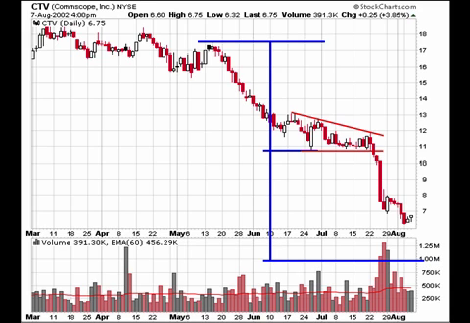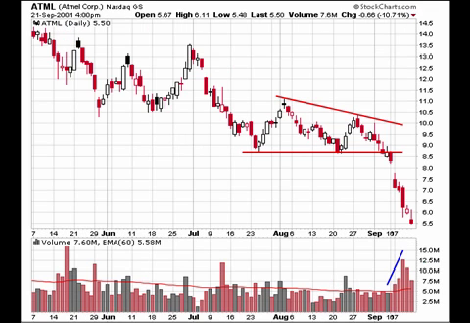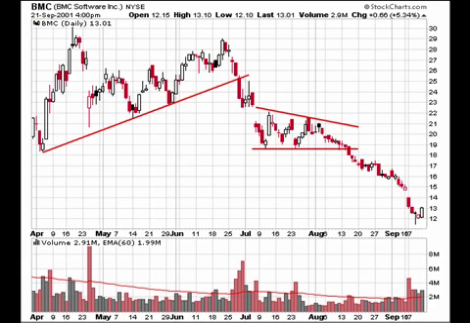Let's quickly go through a few more. We find it helpful to look at successful pattern formations to train our eyes. Here's Atmel. Obvious pattern with easily definable support. The stock broke down and then volume ramped up as it continued to fall. BMC, textbook continuation play to the downside.